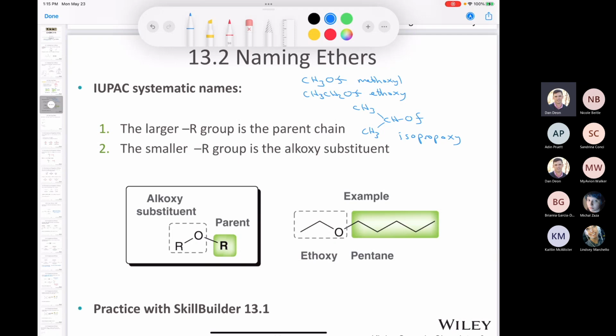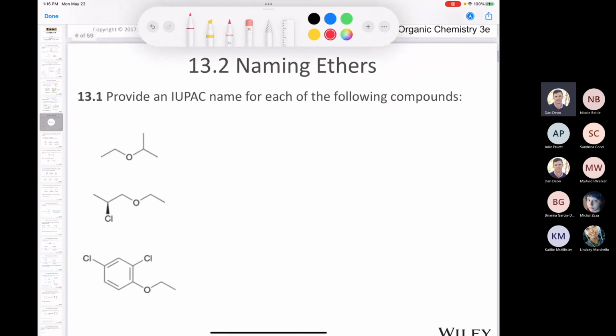If you take a look at the example that's shown here, you can see that the longest carbon chain has 1, 2, 3, 4, 5 carbons. Therefore, this is some kind of pentane. And then we have an ethoxy group at carbon number 1. And so the name of this compound would be 1-ethoxypentane. There we go. And you can see why we use the IUPAC or systematic names for larger ethers where we wouldn't be able to come up with a name for an alkyl group if it had too many branches or something. Well, with all that information in mind, let's take a look at some practice problems here.